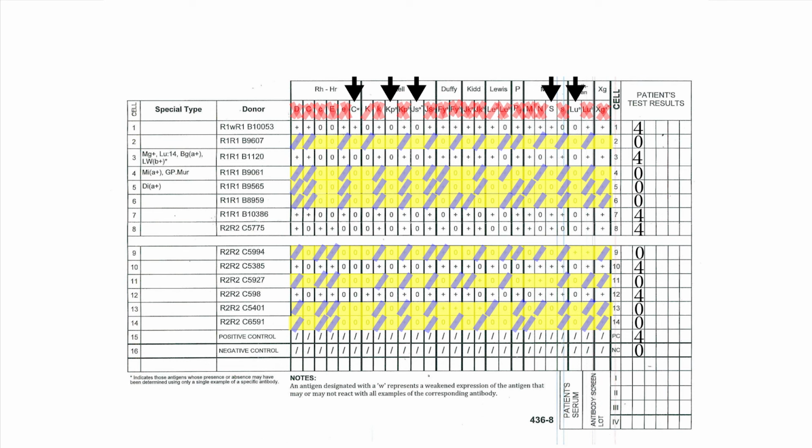Both the KPA and JSA are negative for all the cells in the screen and the panel, and they do not seem to influence the reactions. So I would say we can rule out KPA and JSA. For CW and Lutheran A, there is a cell with CW and Lutheran antigens present that is positive. We need to do a selective cell panel to rule out CW and Lutheran A.